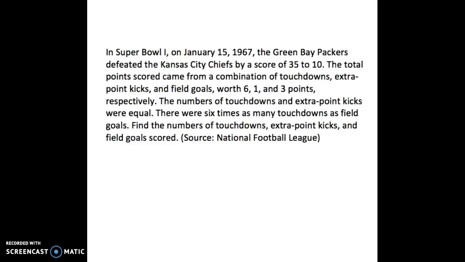In Super Bowl I on January 15, 1967, the Green Bay Packers defeated the Kansas City Chiefs by a score of 35-10. The total points scored came from a combination of touchdowns, extra point kicks, and field goals worth 6, 1, and 3 points respectively. The number of touchdowns and extra point kicks were equal. There were 6 times as many touchdowns as field goals. Find the number of touchdowns, extra point kicks, and field goals scored.